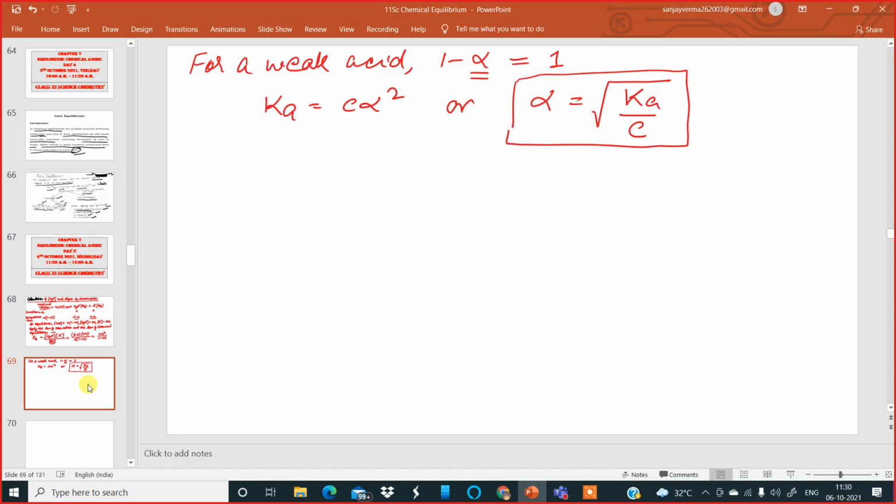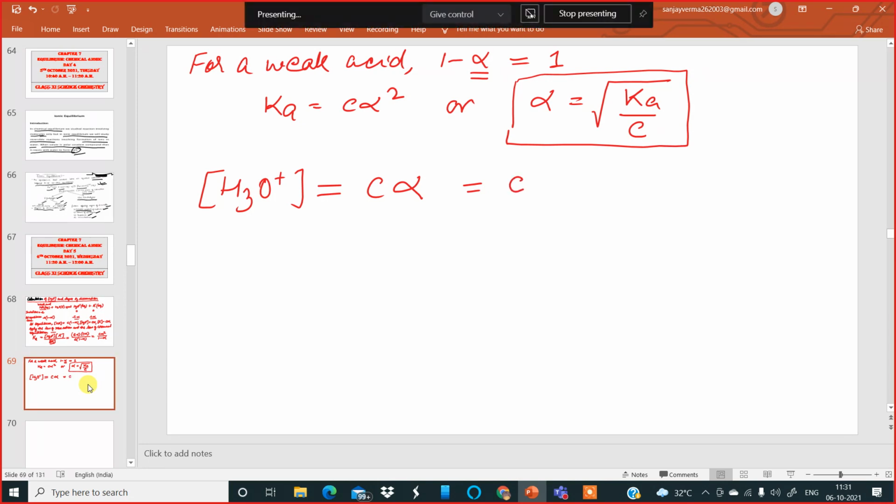Further, knowing the value of the degree of dissociation, the hydronium ion concentration can be obtained. Now, we know the symbol for hydronium ion concentration is H3O plus within square brackets. So the concentration of this hydronium ion, we know from the equation, is c alpha. Now, let us put the value of alpha over here. So we get c times root under Ka by c, that is, root under Ka, the dissociation constant of the acid, divided by the concentration. If I put the c inside, I will get root under Ka c. So this is the other formula which you have to remember for use in calculation.